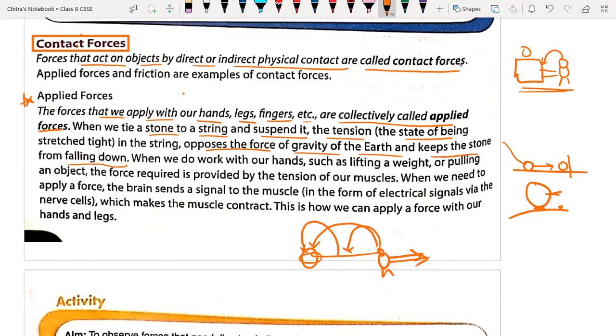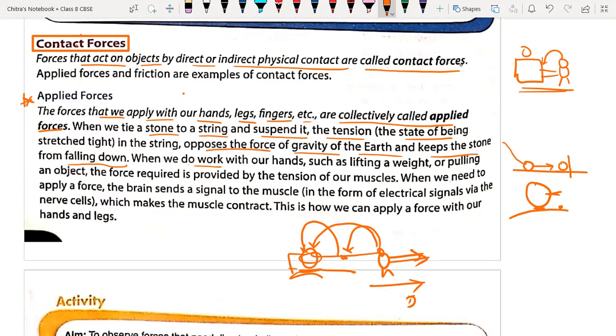Suppose you are rolling that object in this particular direction. Here we have the gravitational force working between the earth's surface and that particular object. But still, if you push or pull that object with the help of a string, then it is an indirect force applied on the object.